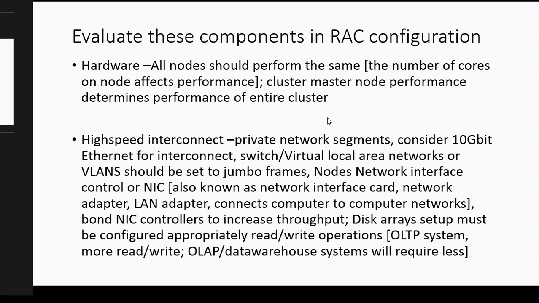You should also consider 10 gigabit Ethernet for the interconnect. That's just recommended, and it's going to give you very optimal performance. But it depends on what environment you have. If you have an environment that requires less, you would probably reduce the 10 gig to something else. If you have more nodes, then you probably have to increase the 10 gigabit value for Ethernet.